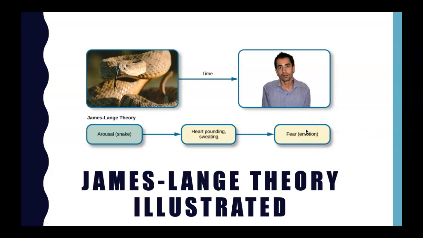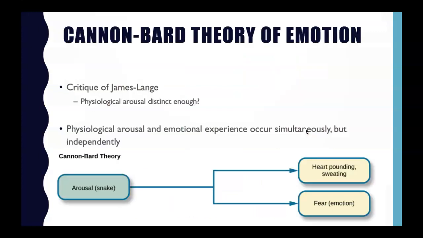But couldn't the emotion make our bodies react a certain way? Couldn't we appraise a situation and then act a certain way and then have our body react? Right? So what order does emotion occur? And that's what we're going to look at with these different theories.